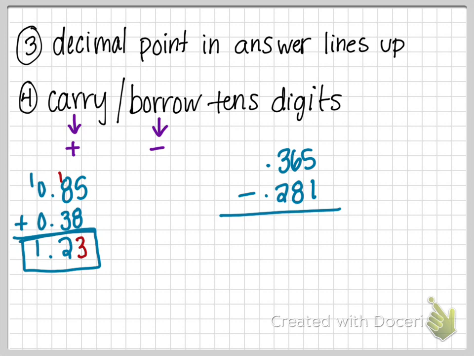So you have to be careful of carrying when you're adding and borrowing when you're subtracting. Okay? So remember, when we subtract, we start with the farthest right. So we're going to start over here. 5 minus 1 is 4. 6 minus 8, we can't do that, so we borrow. We take 1 from the 3, make it a 2, and we add 10 to the 6. So we get 16 minus 8. Then we can subtract. And then 2 minus 2 is 0. Bring down our decimal. So our answer is 0.084. Okay, so make sure we carry our numbers properly and borrow properly, depending on if we're adding or subtracting.